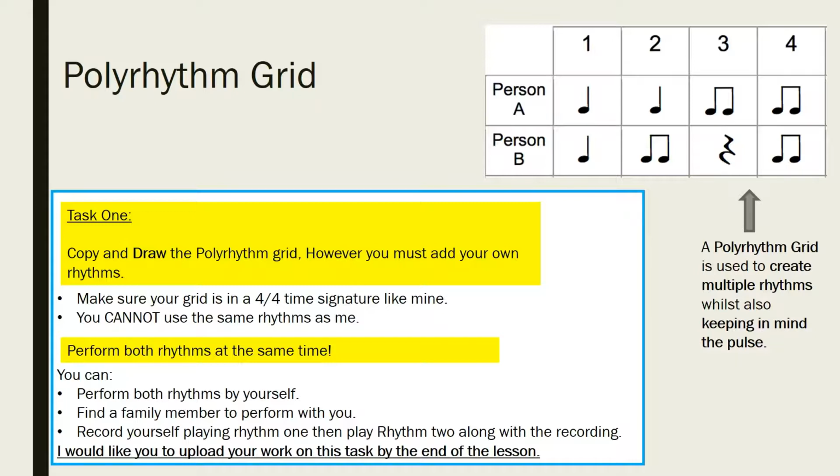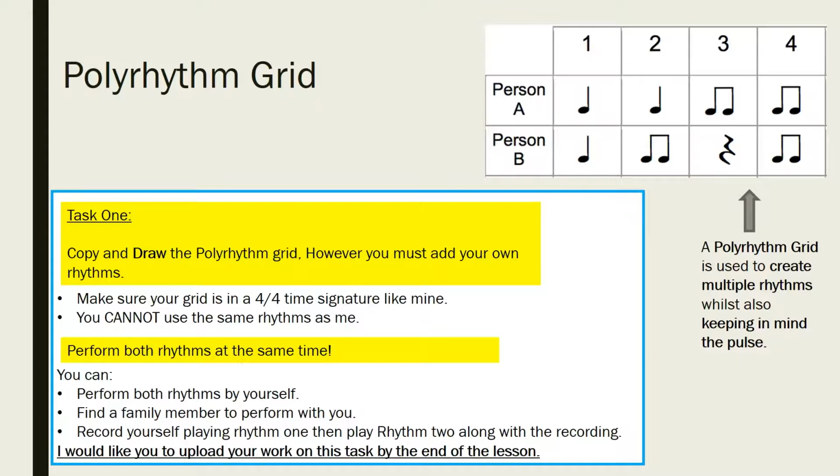And then one person will play rhythm 1, one person will play rhythm 2, and you try and play it at the same time. Or you can record yourself playing rhythm 1 and then get used to the pulse of you playing rhythm 1 and then play along to yourself playing rhythm 2. So there's those different things. I've decided to go for the third bullet point.